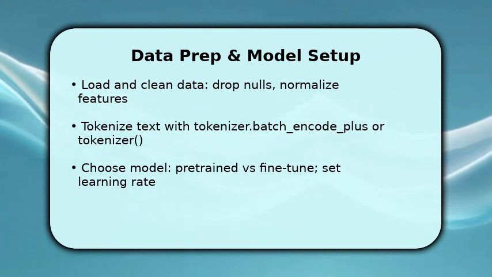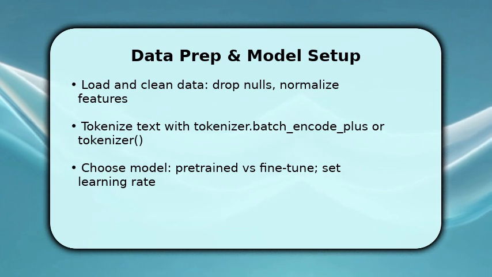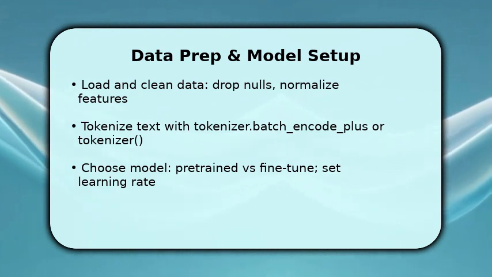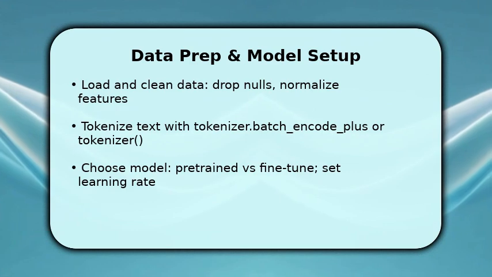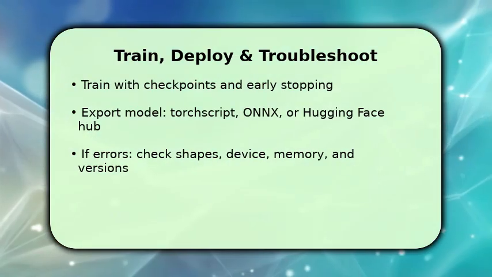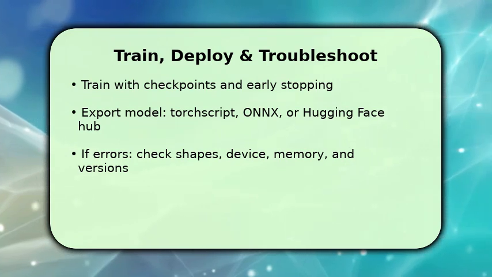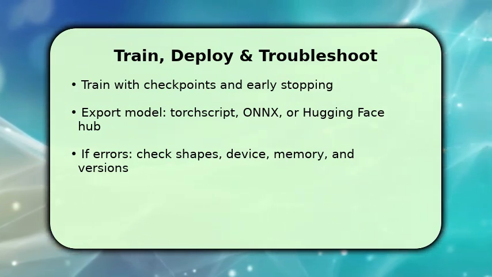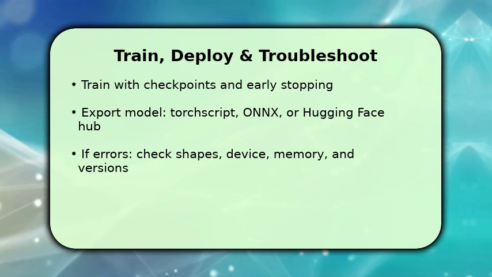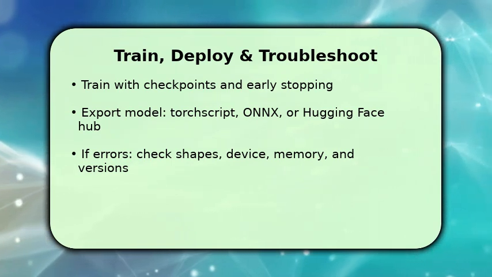Make sure to create data loader objects and test a single forward pass to validate shapes and device placement before full training. You complete the pipeline by training with checkpoints and monitoring validation metrics. Once satisfied, export the model for inference. Use TorchScript or ONNX, or push to the Hugging Face hub for hosting.